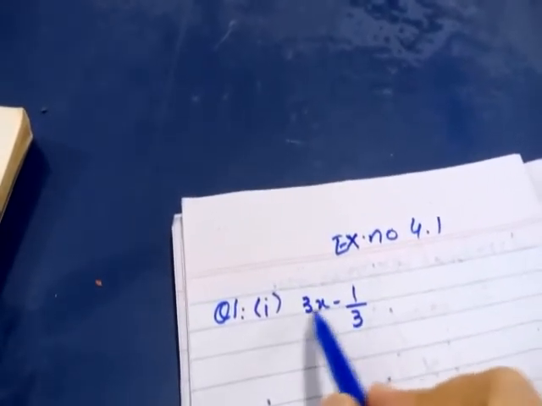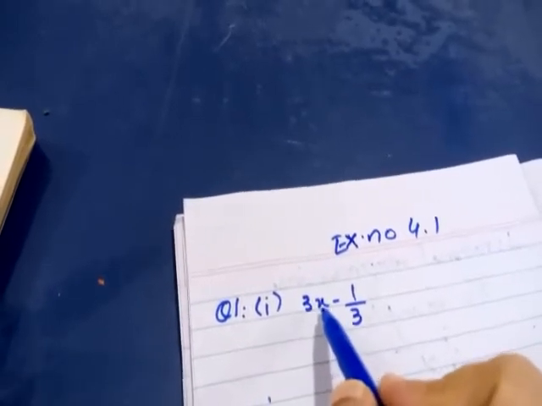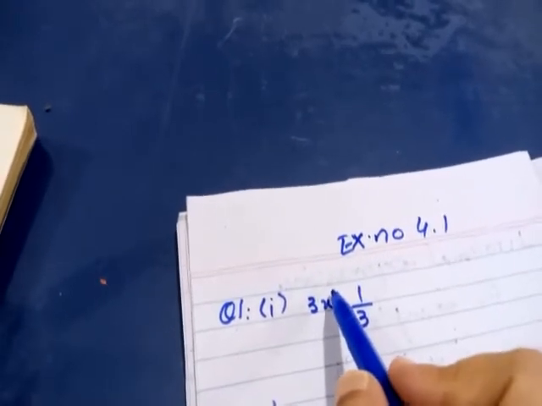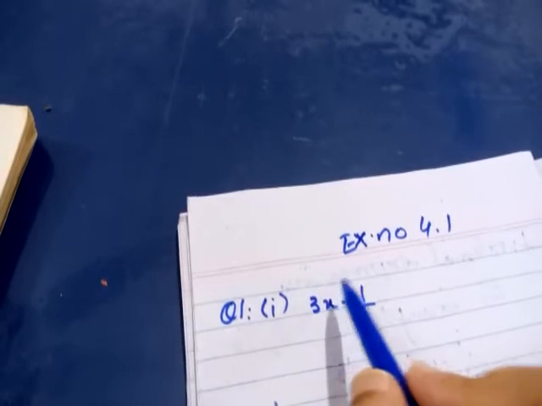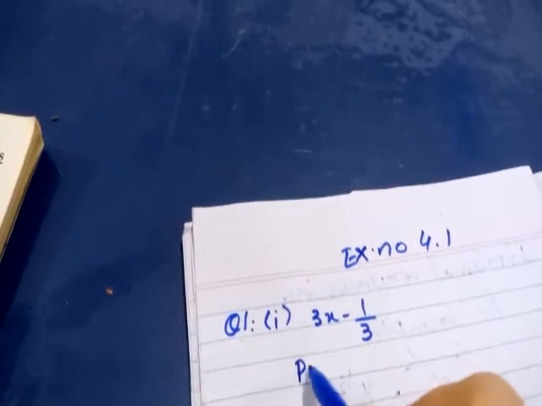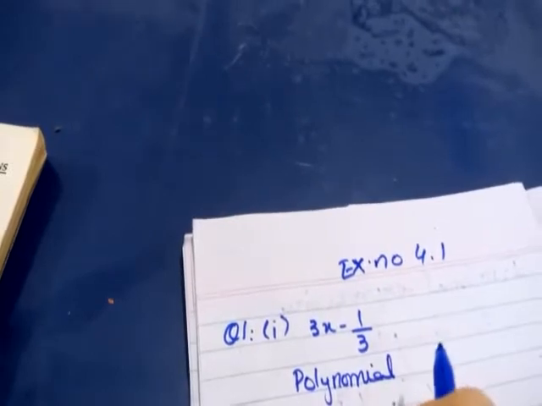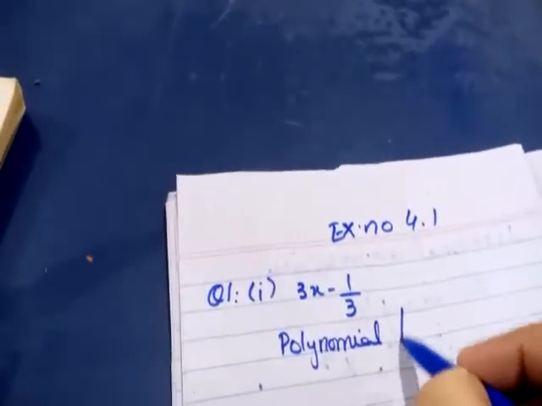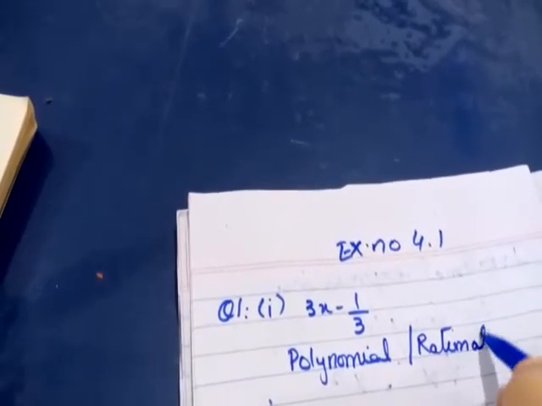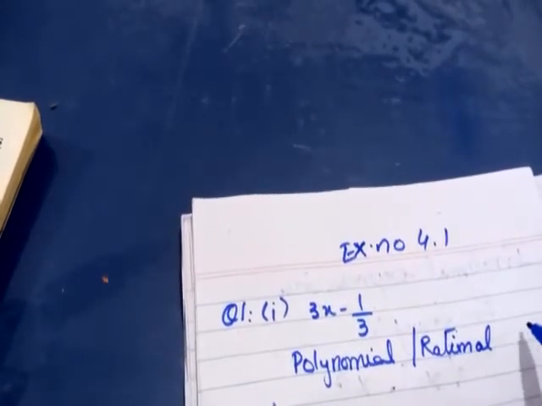Now you see that in this part we have 3x minus 1 upon 3, where only x is used in one of the terms, and the power is positive here, so we can say that this is polynomial. And being polynomial, we can say that this is a rational expression also. As we already discussed, those expressions which are polynomial are rational expressions also.